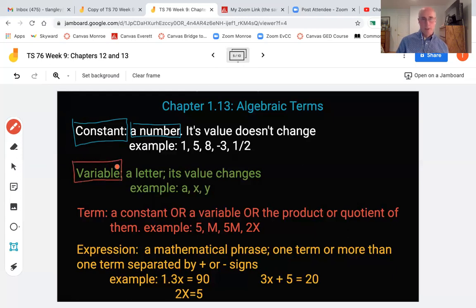A variable is a letter. If you think about a variable as just a letter, when they give you X or A or Y, they call that a variable. The word variable in English means that if something's variable, it changes. Notice the difference: a constant does not change. A variable changes, depending on what will solve the equation.